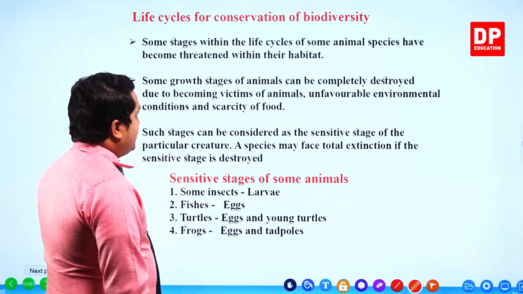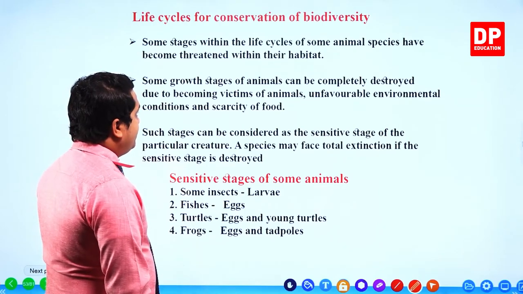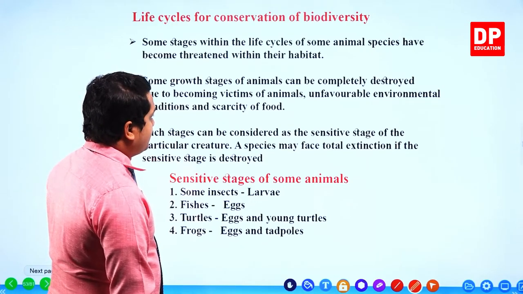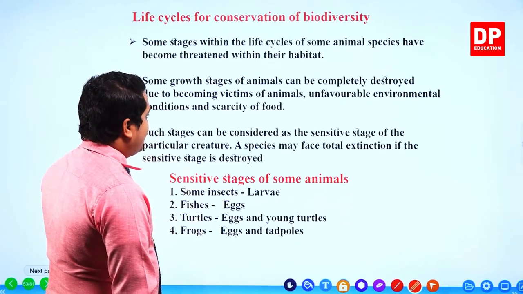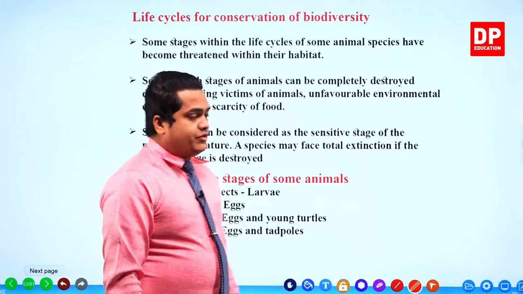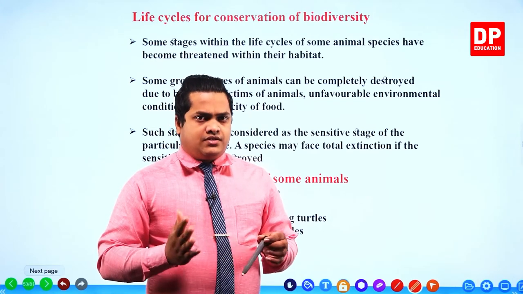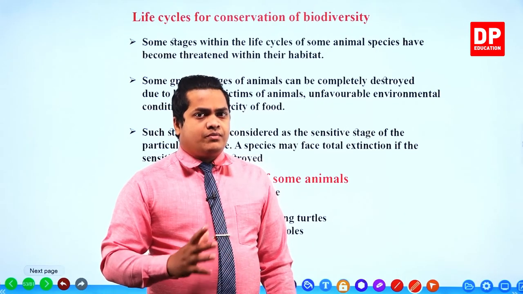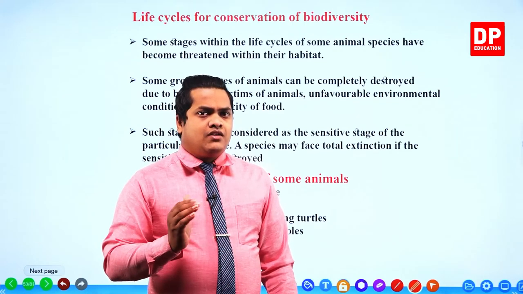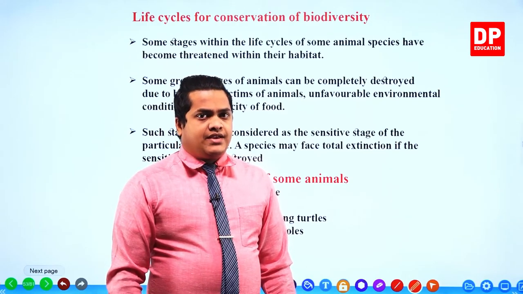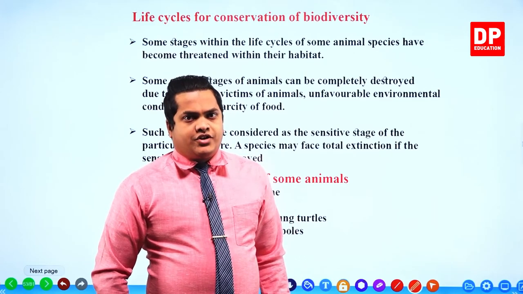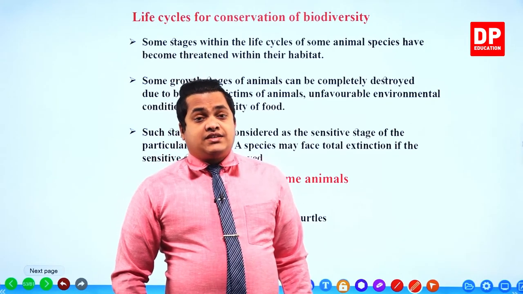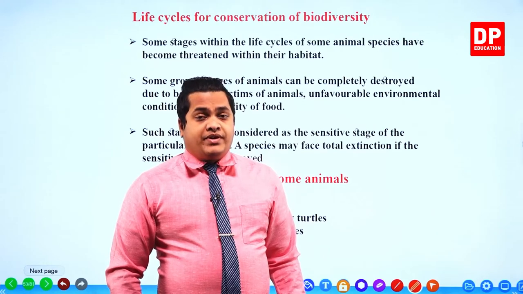Some stages within the life cycles of some animal species have become threatened within their habitat. Some growth stages of some animals can be completely destroyed due to becoming victims of other animals, unfavorable environmental conditions and scarcity of food. My dear children, I told you that if you take the life cycles of organisms, there is one stage of the life cycle which is vulnerable. Vulnerable means threatened by external factors, like environmental conditions such as droughts and floods, and the scarcity of food, lack of food due to competition and any other factor.